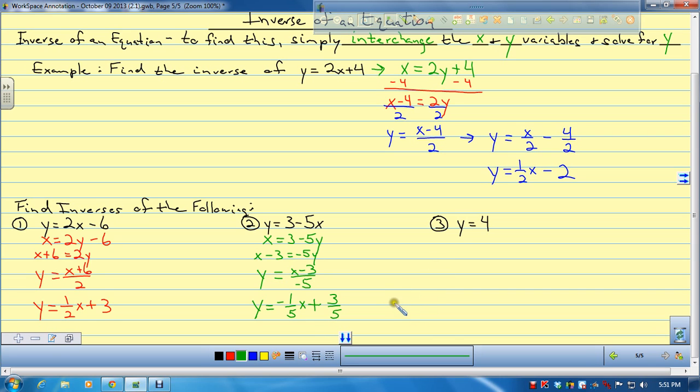The final one might have tricked you a little bit, but it's actually the easiest. y equals 4. The inverse of that equation, I simply swap the x and the y. Well, there is no x, so my y would go to where my x is now. It's not there, so my y would no longer be there. My x would go to where my y is now, and I would simply have x equals 4. So y equals 4 is a horizontal line, if you remember, and x equals 4 would be a vertical line. Okay, and that's our lesson for today.